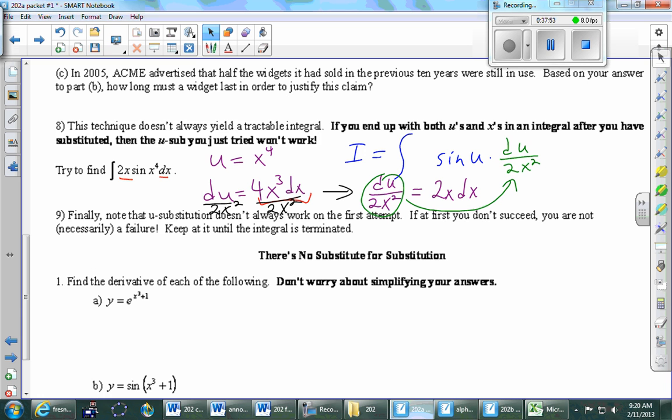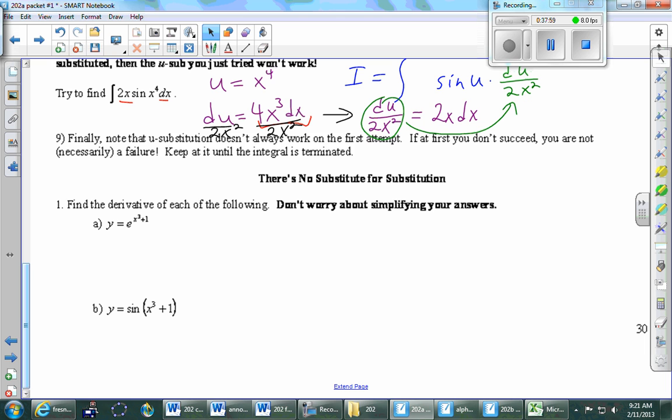So let's come back here, and you guys have just about 30 minutes to do this no substitute for substitution. I think that's enough time to go through all of it and maybe come back and try some of the challenge ones. So let's see how far we can get.